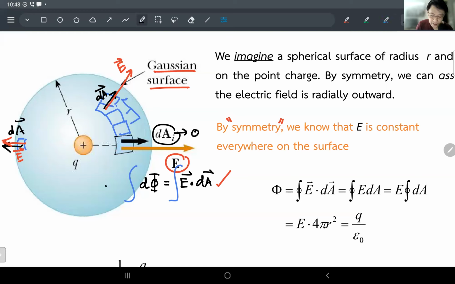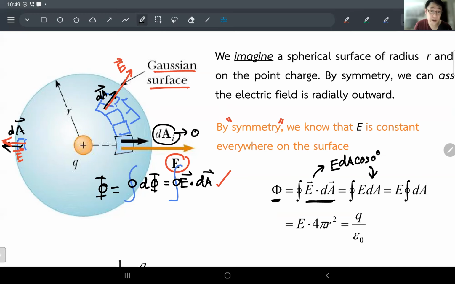So the net flux through this sphere is going to be the closed surface integral of E dot dA. That's what you're seeing over here. That circle sign just says that this surface is guaranteed to be a closed surface. Now, E and dA are parallel to each other, so it's going to be E dA cosine 0, which is just E dA.